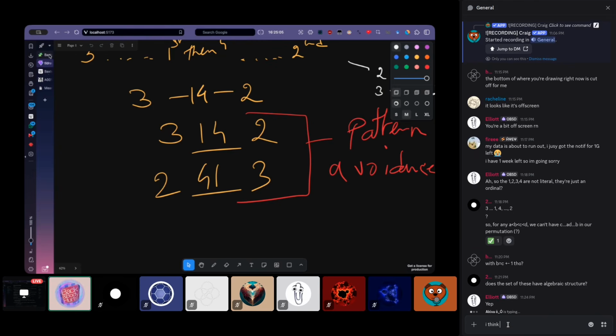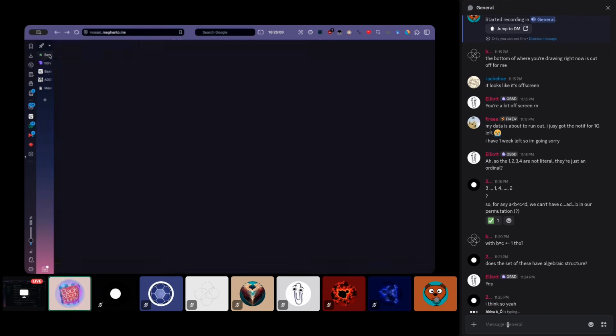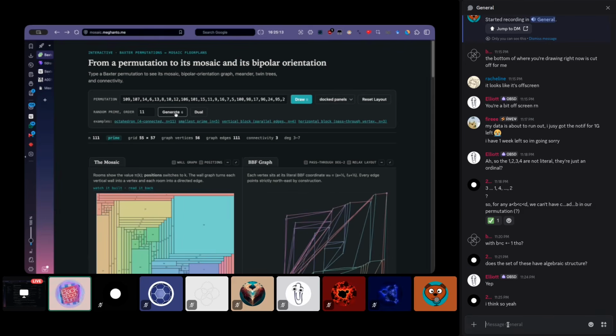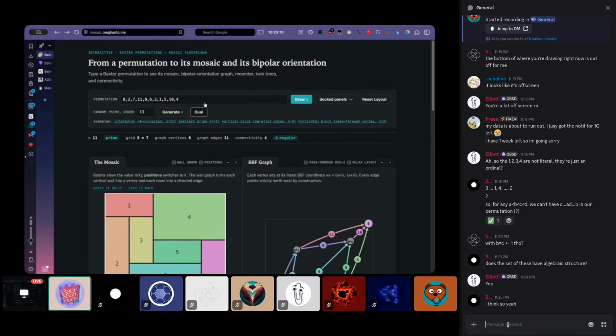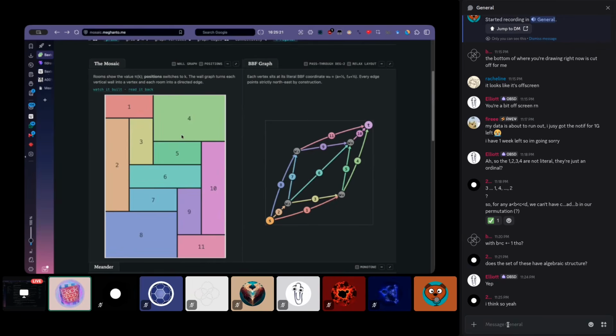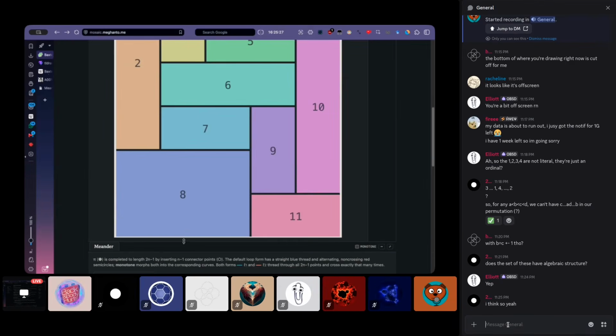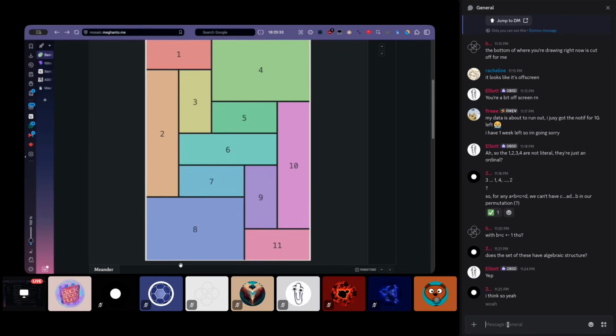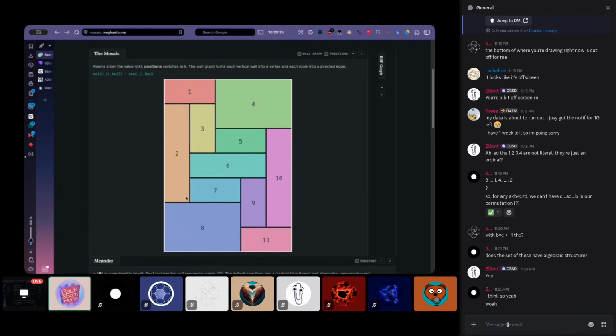Now I kind of created a thingy. Let's reset everything, and I kind of created a thingy that takes a Baxter permutation and creates a mosaic, and also a bunch of other stuff. But let's just focus on the mosaic for now. This was fun to create, very much fun to create, and it is pseudocoded and vibe coded from that pseudocode.